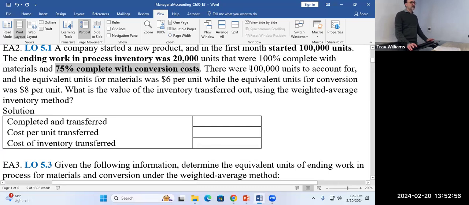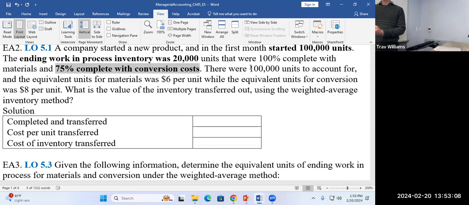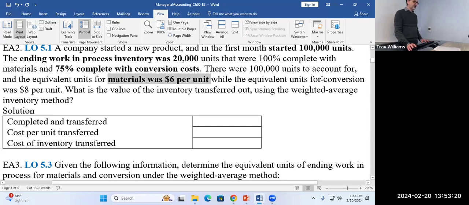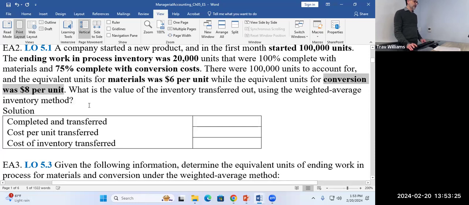There were 100,000 units to account for. Well, that makes sense, right? Because they started with 0 units. It's a brand new company, or at least a new product. So they started with 0, started making 100,000. So that's a total of 100,000 that they have to work with. That's kind of a given. The material cost is $6 per unit. The conversion cost, they're giving that to us. It's $8 per unit. So what we need to figure out is the value of the inventory that got transferred out.